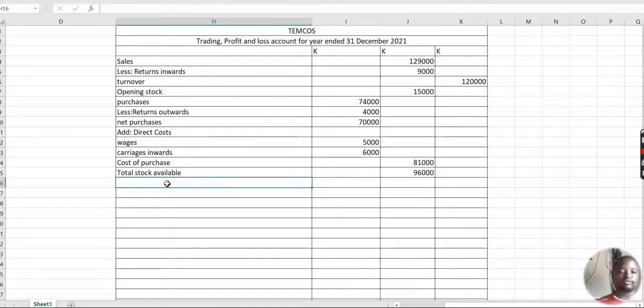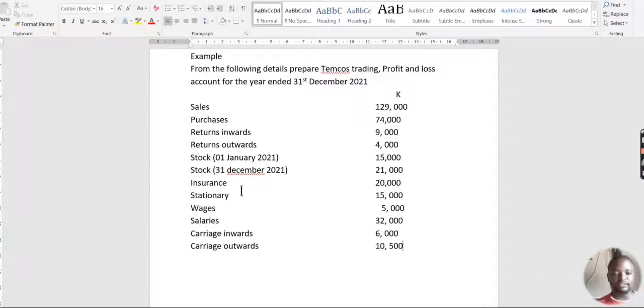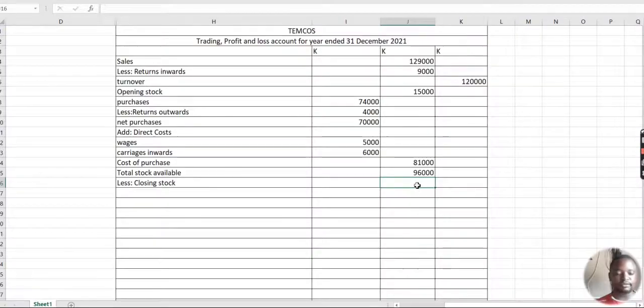Now remember, we did not sell all these stock, because if we sell, we are not going to have closing stock. So we are going to subtract closing stock. We say less closing stock. Let's go there and see what is our closing stock. Our closing stock, the one which is on the 1st December, it is 21,000. So we are going to go there and subtract 21,000.